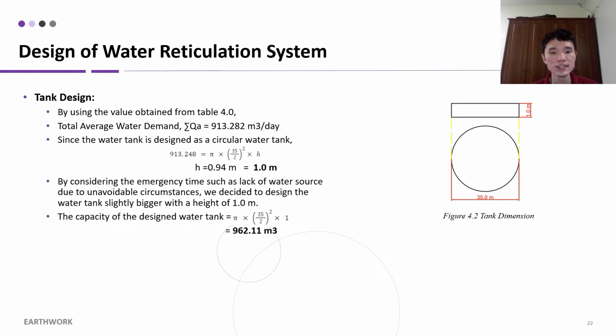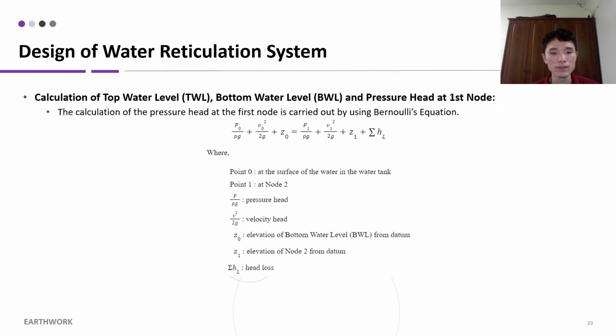Next, we design the tank dimension. Since we use circular tank, with the diameter of tank is 35 meter, the height of water tank is 1 meter and the capacity of design water tank is 962.11 meter cube. Next, we proceed to calculate TWL, BWL, and pressure head at first node.